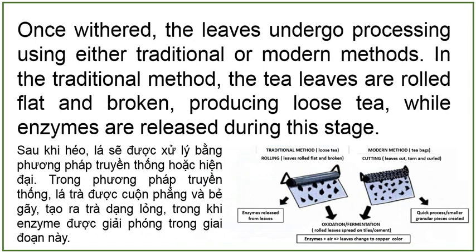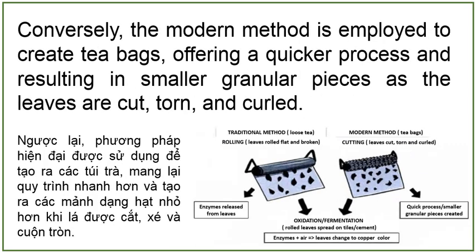Once withered, the leaves undergo processing using either traditional or modern methods. In the traditional method, the tea leaves are rolled flat and broken, producing loose tea, while enzymes are released during this stage. Conversely, the modern method is employed to create tea bags, offering a quicker process and resulting in smaller, granular pieces as the leaves are cut, torn, and curled.